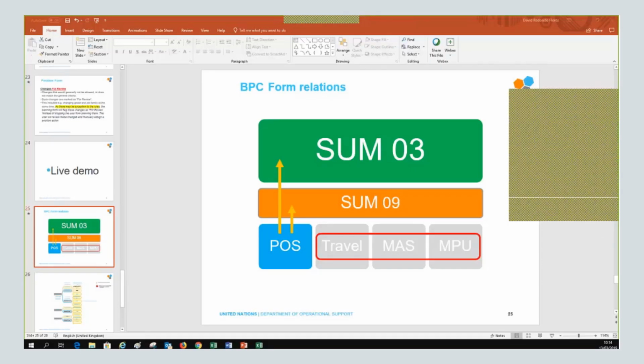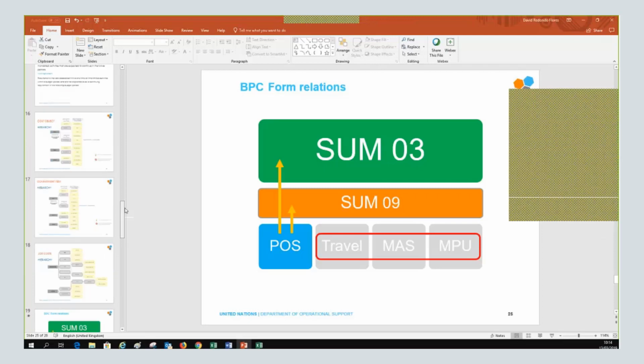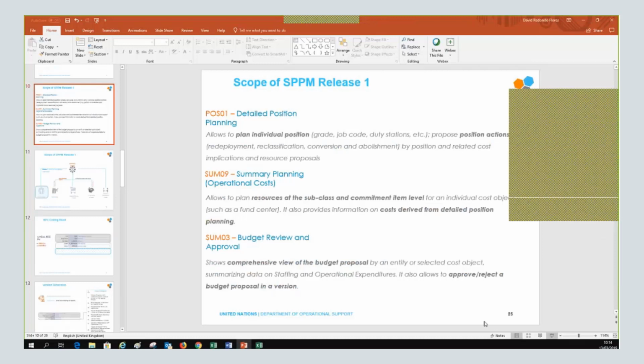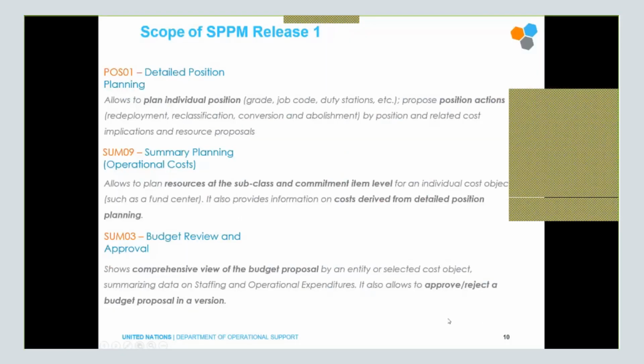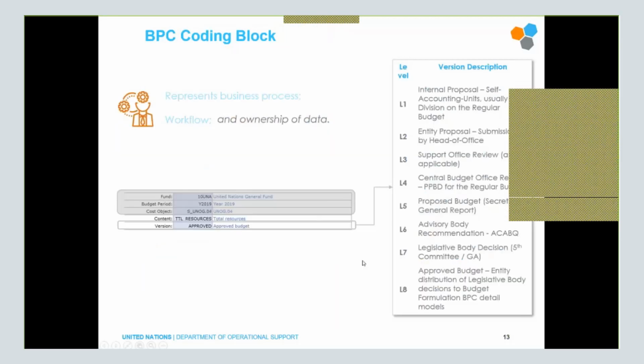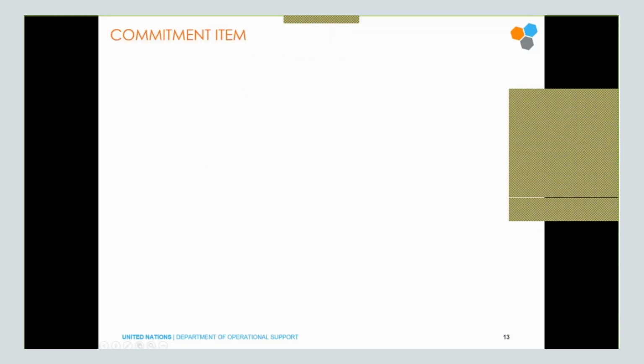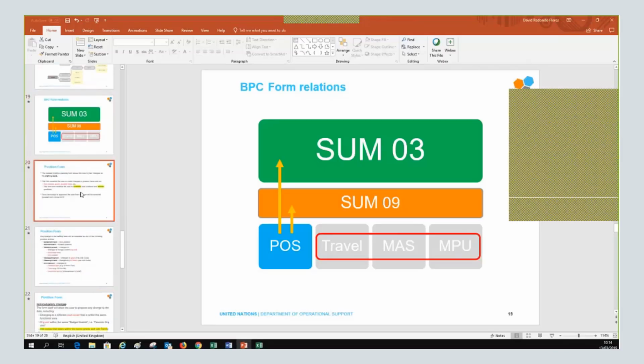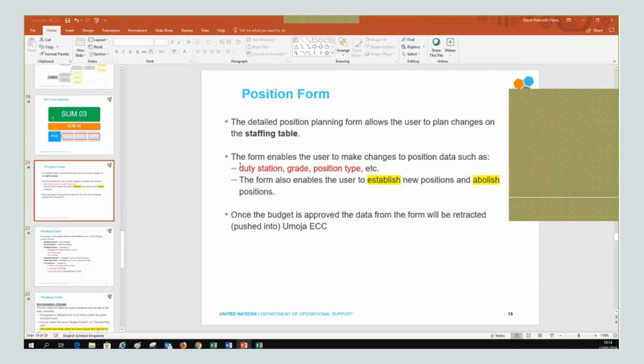So if you remember what we saw yesterday, we had an overview of how the forms work, and then we discussed that for this first release, we will be using position form 01, summary 09, and summary 03. We went to position 01, and we saw that in the form, once we enter the coding block, the system will retrieve the current position list, okay, and then we are acting on the duty station, grade, position, and different fields.